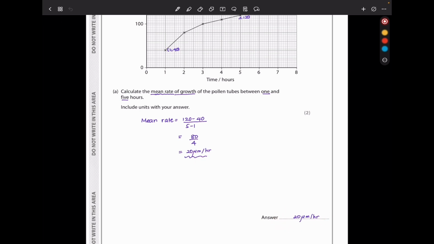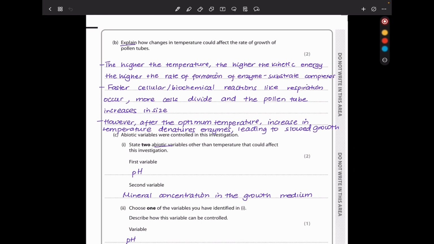That is what we have here. In part B, explain how changes in temperature could affect the rate of growth of pollen tubes. Of course, the higher the temperature, the higher the kinetic energy, more collisions between the enzyme and the substrate, and then a higher rate of reaction that could lead to growth to occur faster.